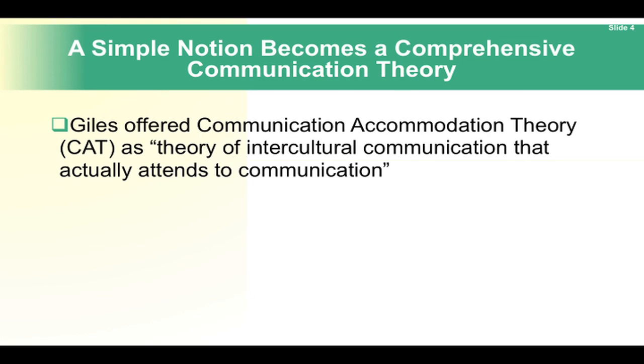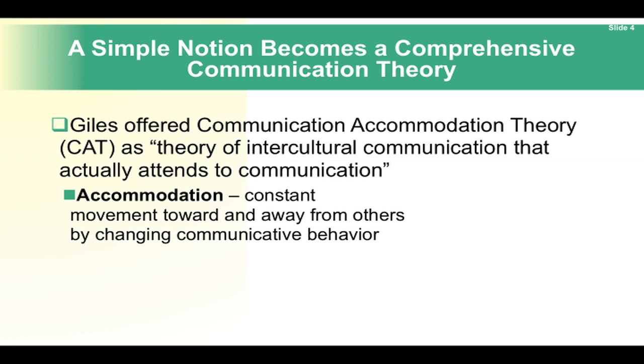Giles offered communication accommodation theory, or CAT, as a theory of intercultural communication that actually attends to communication. Accommodation is constant movement toward and away from others by changing communicative behavior. It's also used in an intergenerational context.